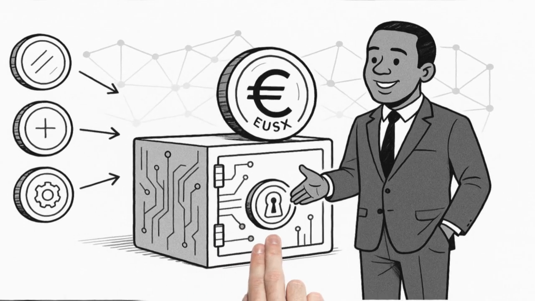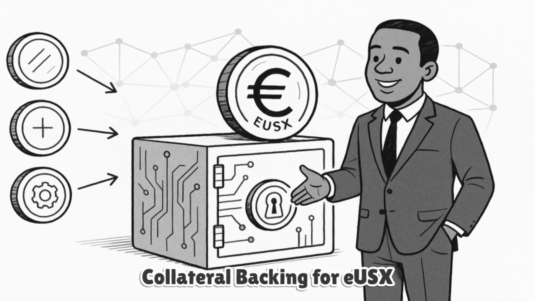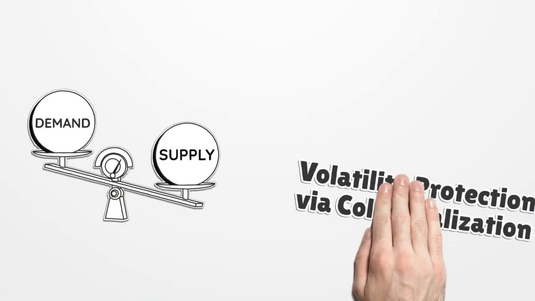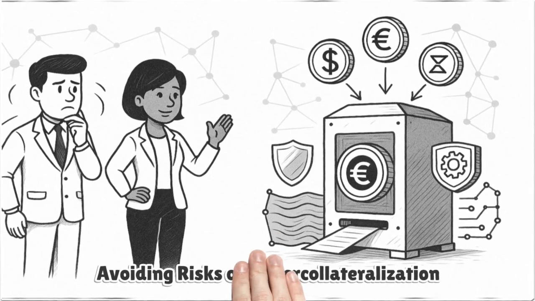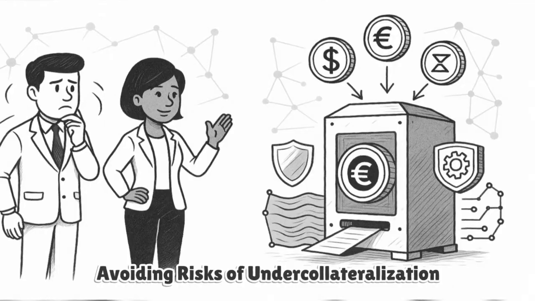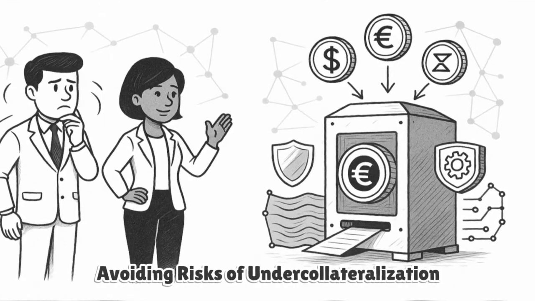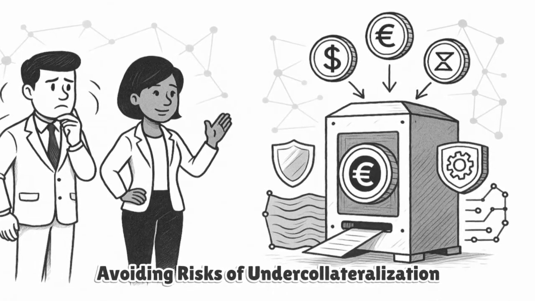Based on the project's documentation, the issuance of eUSX is backed by collateral deposited into the Solstice protocol. The system relies on a collateralization ratio intended to protect against volatility, ensuring that the synthetic supply remains backed by more value than it represents. This approach attempts to avoid the risks associated with under-collateralized or algorithmic stablecoins, though execution depends heavily on liquidity depth, collateral health, and the reliability of the underlying smart contracts.